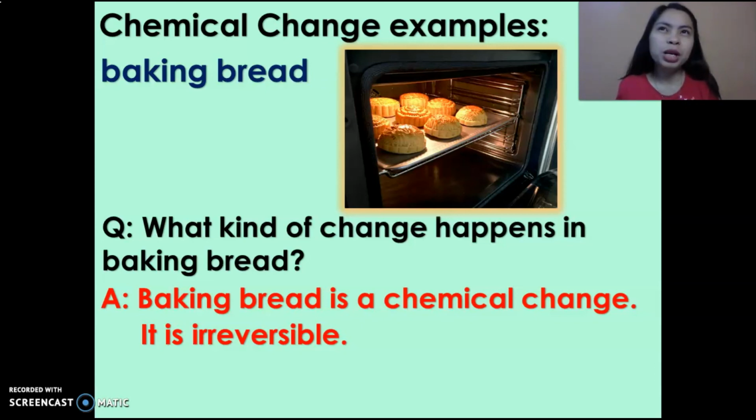Okay, last one. Is burning wood reversible or irreversible? Are you sure? Okay, correct. Okay, so burning of wood is irreversible because it's a chemical change. Chemical changes are irreversible.